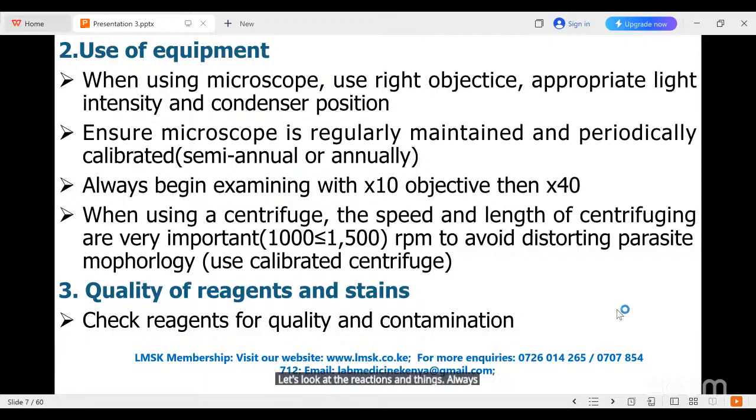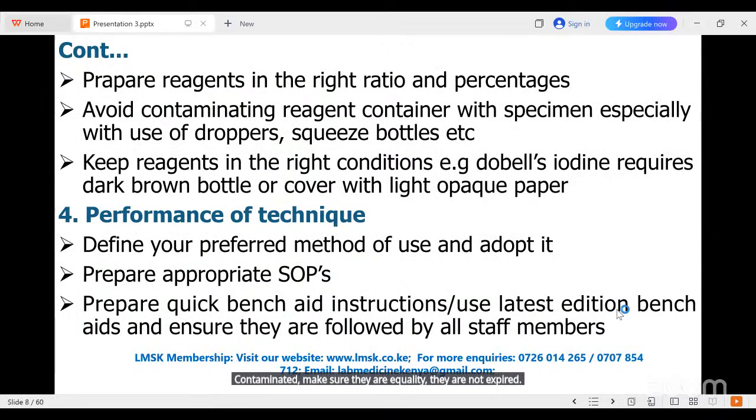Let's look at the reagents and stains. Always check that your reagents are not contaminated. Make sure they are quality, they are not expired. Prepare them in the right ratio. For example, you want to prepare glucose iodine. If you use glucose iodine for a direct method in a setup like a sub-county hospital where you cannot do indirect techniques, then make sure you use the right ratio. If you are using glucose iodine, the ratio will be 1 to 5 or 1 to 10. But actually, you can purchase Dobell's iodine directly from the manufacturer and it's already diluted. It's between 0.5 to 1%. And we prefer that one when it comes to stool parasitology.